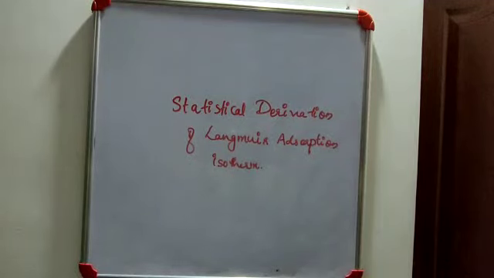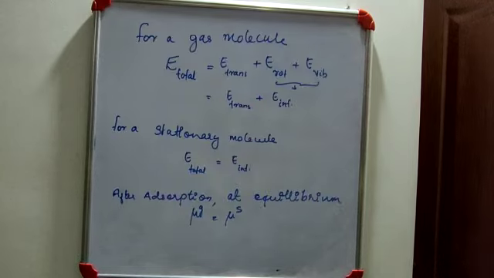Today we are going to discuss the statistical derivation of the Langmuir adsorption isotherm. For a free gas molecule, the total energy will be E translational plus E rotational plus E vibrational. This can be reduced to E translational plus E internal. Here E internal represents the energy due to internal movements, that is, rotation, vibration or electronic transition.